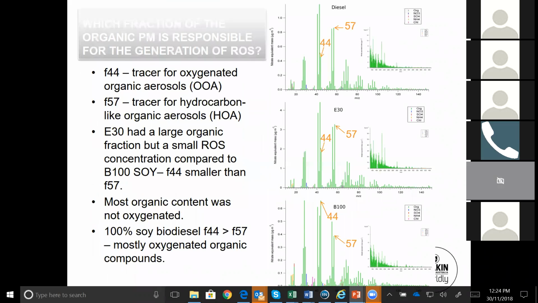Further experiments were done. We investigated the organic phase, and we broke it into two different fractions. One was the oxygenated fraction. The second one was hydrocarbons. And then we were measuring the presence of oxygenated organic aerosols and the hydrocarbon-like organic aerosols, and comparing the concentration of these two with the measured oxidative potential.